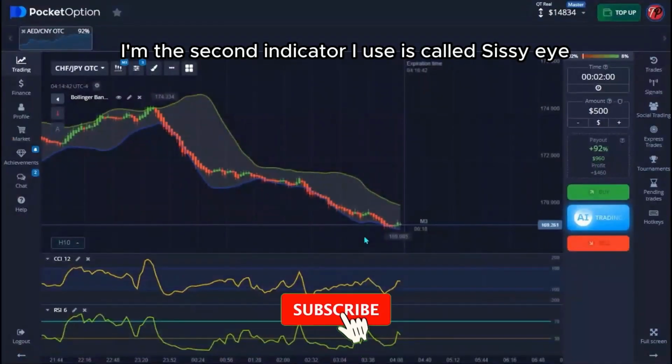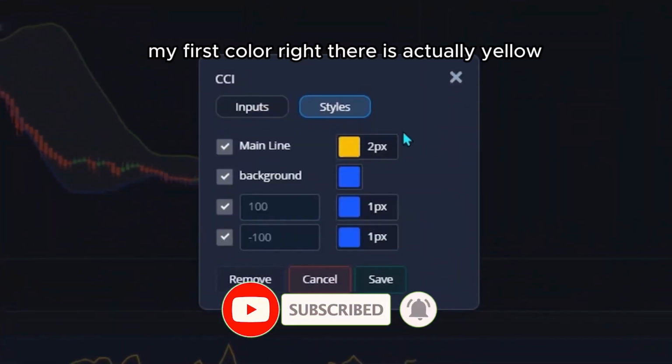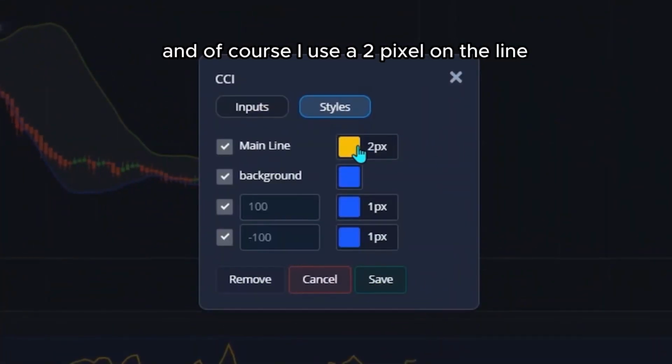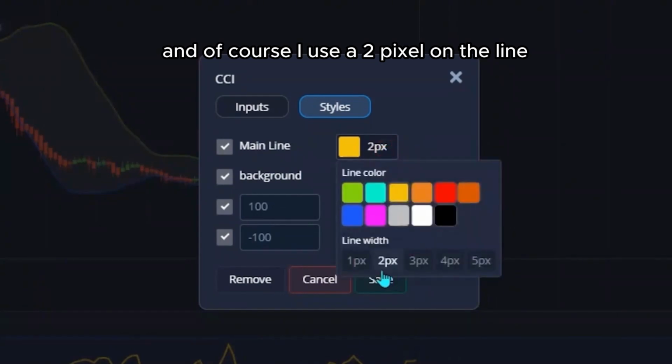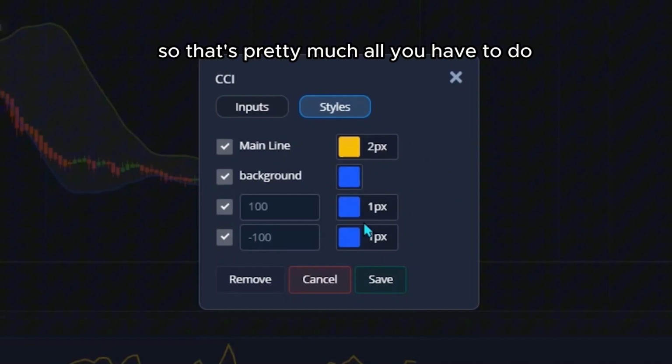The second indicator I use is called CCI, period of 12. On the style part here, my first color right there is actually yellow, and of course I use 2 pixels on the line. I also make sure I change all the colors right here to one color. So that's pretty much all you have to do. So when you're done, you hit save.